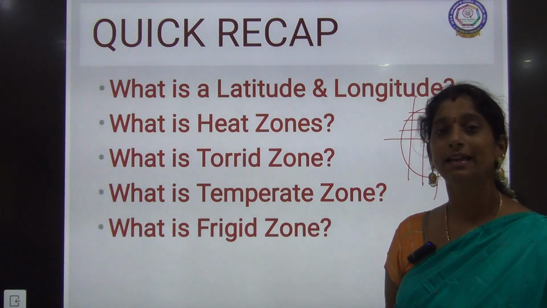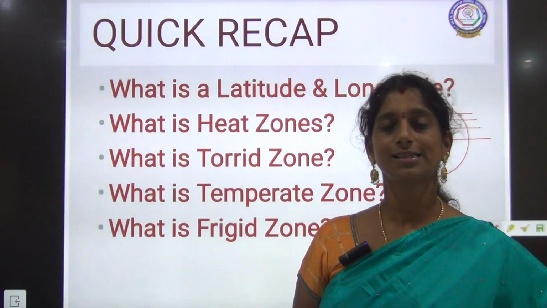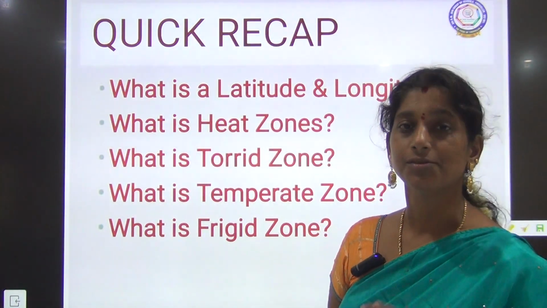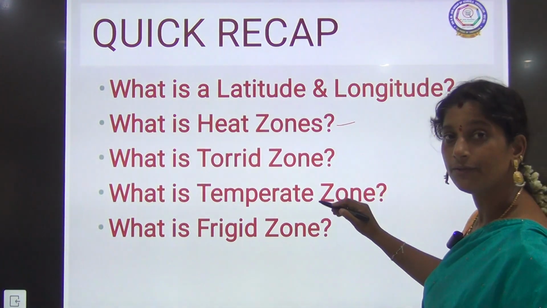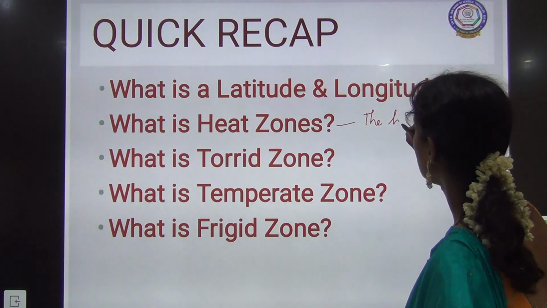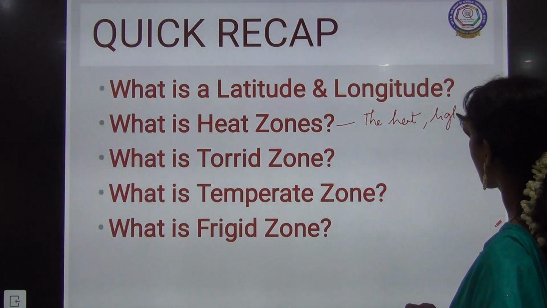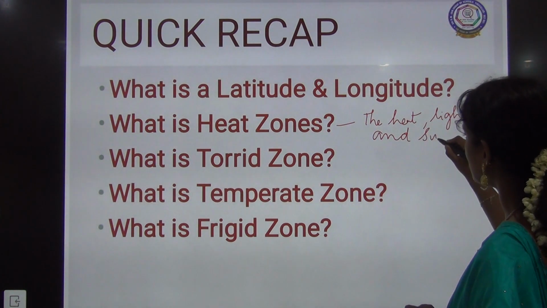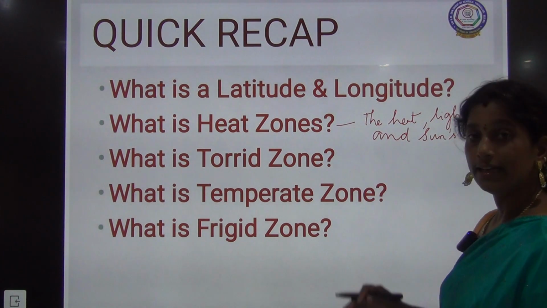Then what is a heat zone? Heat zone is nothing but the various regions on the globe which are divided on the basis of heat received from the sunlight, clear. So, heat received from the sunlight based on the heat, light and sun's rays. That is all about heat zones.